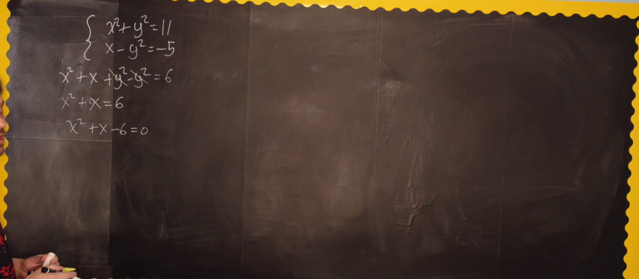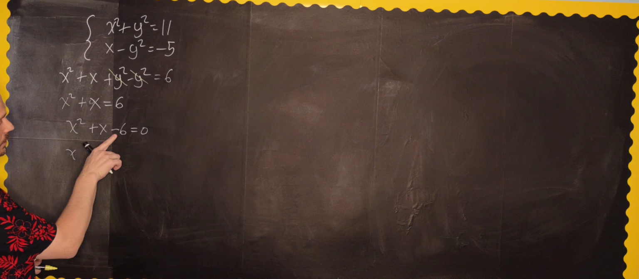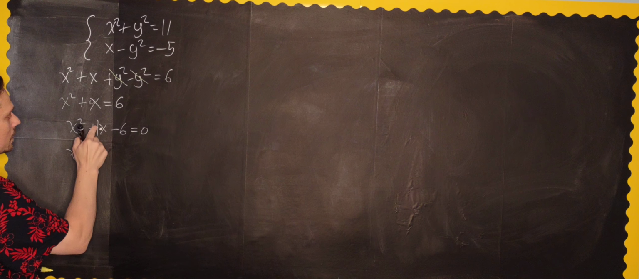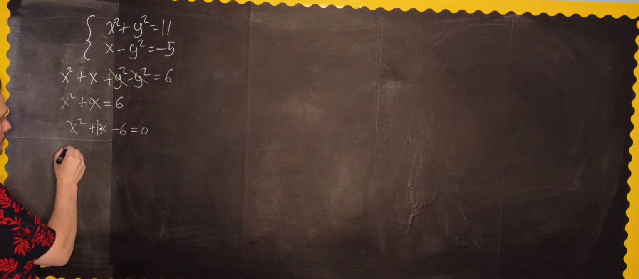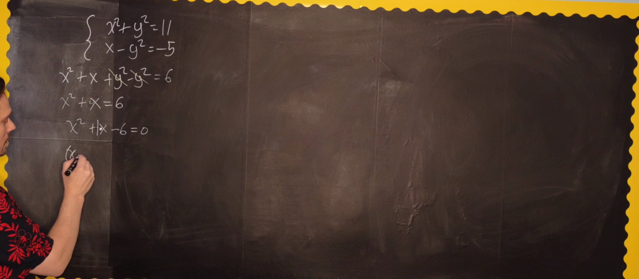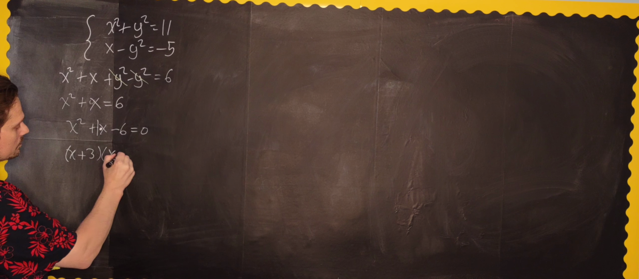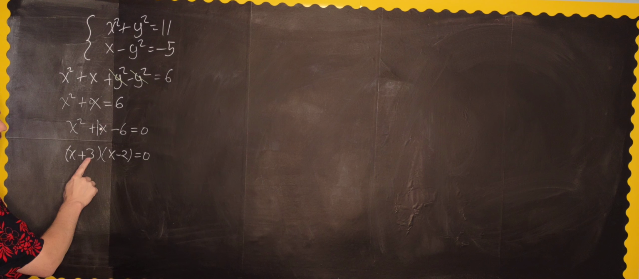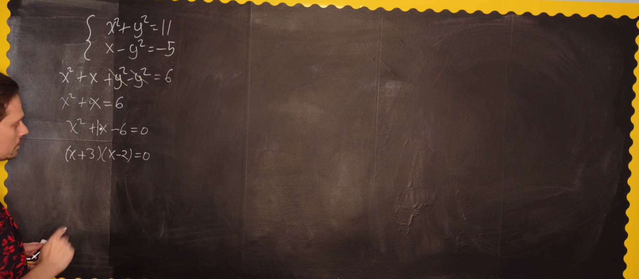You can solve this equation just by factoring. You need two numbers that multiply to negative 6 and add up to positive 1, since there is a positive 1 as the coefficient on x. So let's see, x plus 3 and x minus 2 is equal to 0, because negative 2 times 3 is negative 6, and 3 minus 2 is positive 1.